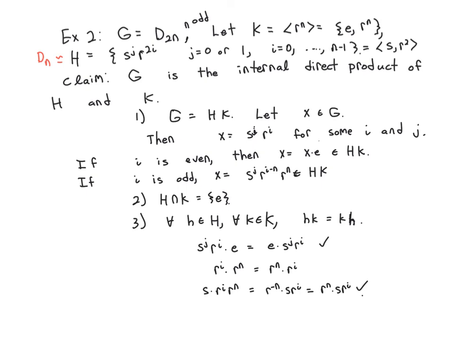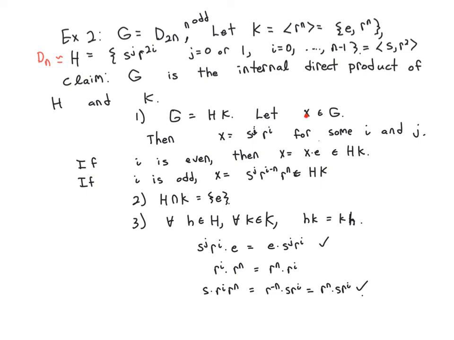So our claim is that G is the internal direct product of these two subgroups. So, our three conditions to check. First, G is actually equal to this product set. In other words, every element in the dihedral group can be factored as a product of this form, where you have an even power of the rotation operation times the 180-degree rotation, or the identity. It's worth pointing out, this is the 180-degree rotation.